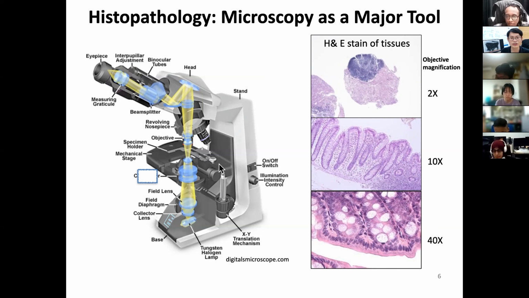And Jungmyo, can you guess what kind of lens is here? Condenser lens. Very good. You are condensing the illumination light onto your sample.